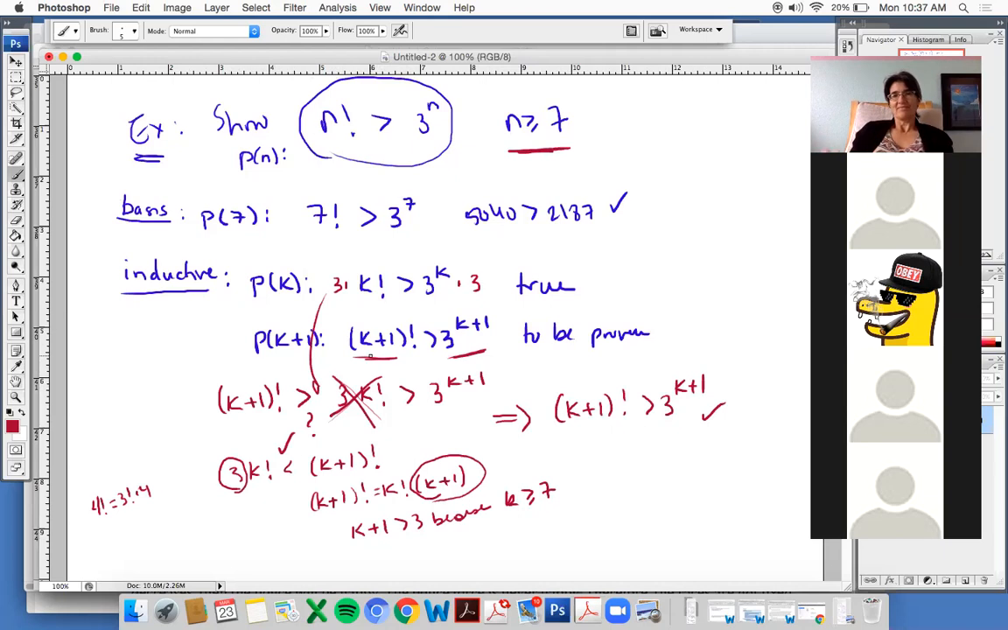All right, any questions on this problem? So this is one with induction that's used with inequalities.